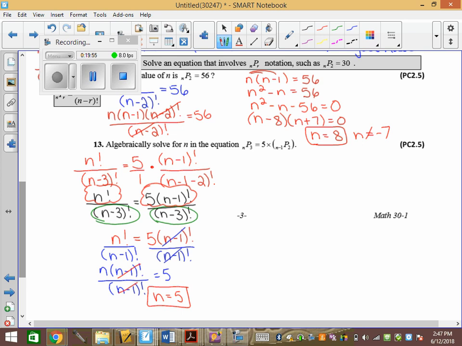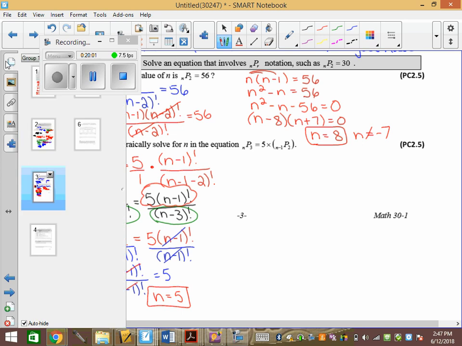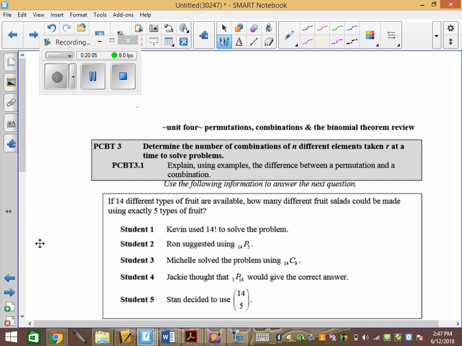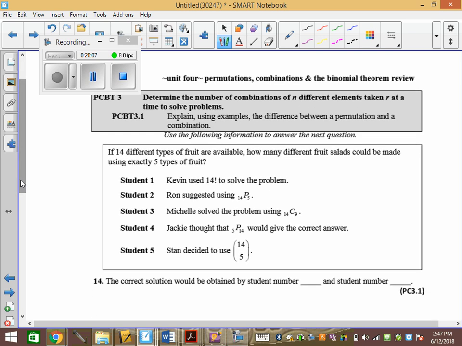We're going to flip over and work together with them. So the next one says, if 14 different types of fruit are available, how many different fruit salads can be made using exactly 5 types of fruit?